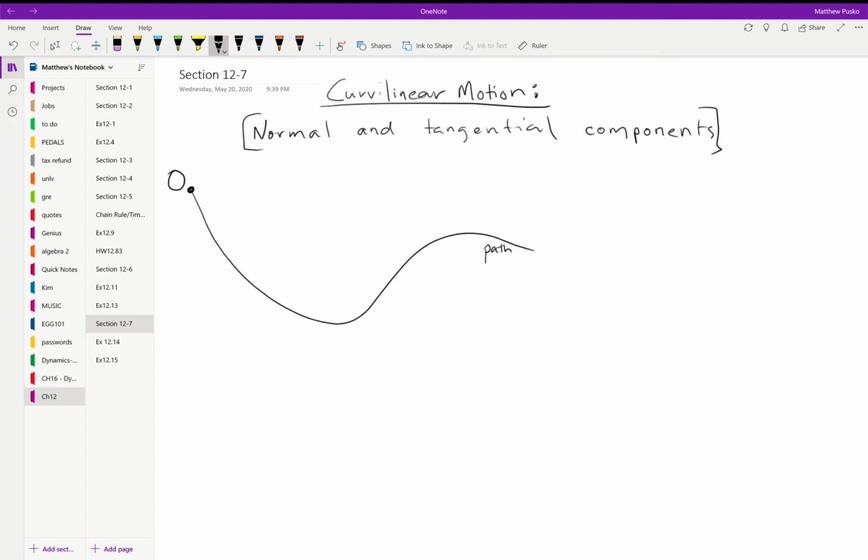Hey y'all, let's take a look at curvilinear motion. So we're on a non-linear path, just your generic path right here. Just put the origin at the starting point for right now. But imagine some particle traveling along. It's on a little bit of a curve right there, some mass, and it travels some distance s.